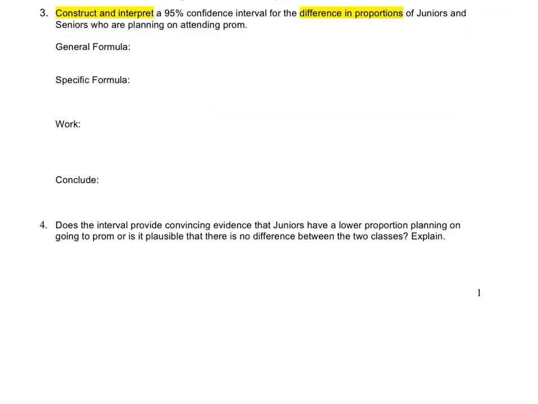And we're going to start with the general formula that we can find on our formula sheets. Once we've got the general formula, then we can plug in the specific formula for difference in proportions using all the appropriate variables. Starting with our point estimate, p1 hat minus p2 hat, then we have our plus or minus and our critical value, the z star. Then we've got our standard error formula.